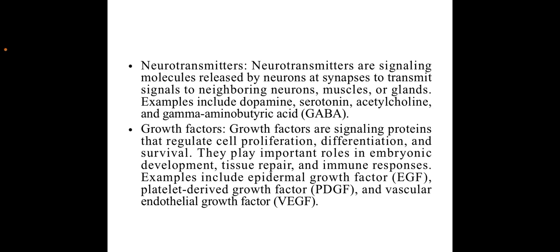And if we talk about neurotransmitters, they are signaling molecules released by neurons at synapses to transmit signals to neighboring neurons, muscles, or glands. Examples include dopamine, serotonin, acetylcholine, and gamma-aminobutyric acid (GABA).